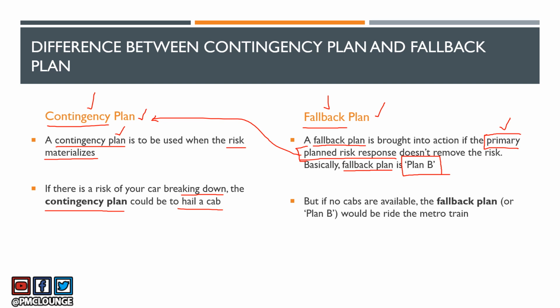But let's say the cab is not available. There are no cabs available in the area where your car broke down. Then your fallback plan is going to be to ride the metro train. So when you are going somewhere and there is a risk of your car breaking down, you are going to formulate all those plans. You are going to formulate the plan that my contingency plan would be to hail a cab, but my fallback plan would be to ride the metro train, and here are the nearby metro train stations in the route of wherever I am going, right? So that's how contingency plan and fallback plan differ from each other.